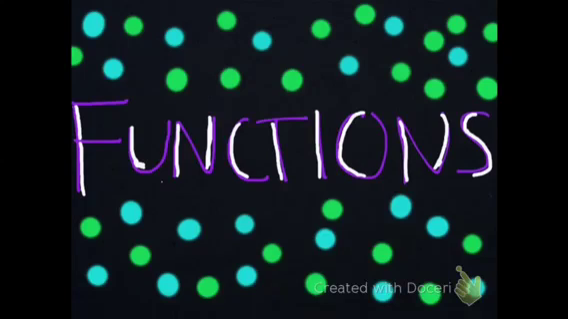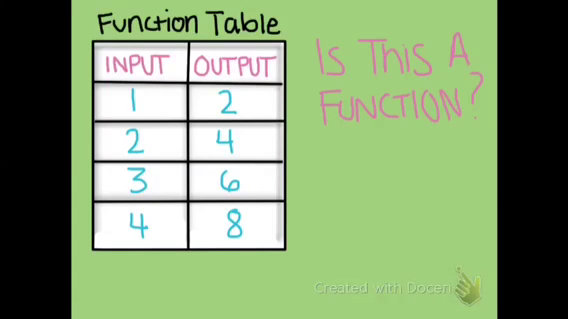A function can be represented in three ways: ordered pairs and table of values, graphs, and function rule. This will all make sense through some examples and explanations. Let's get started. Is this a function?